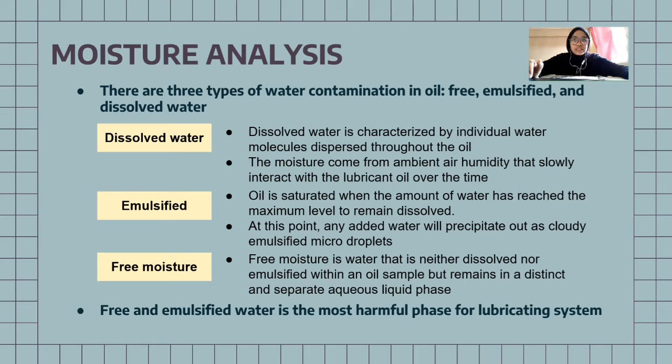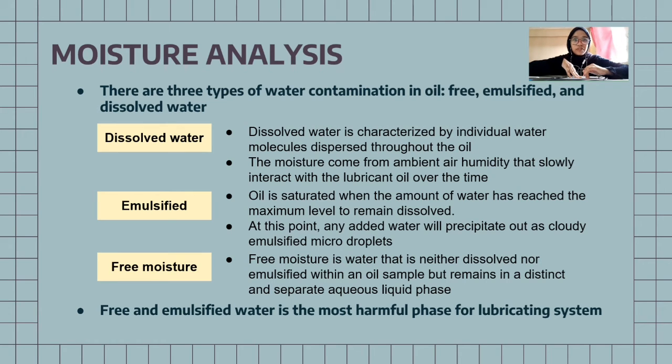So for dissolved water, this is characterized by individual water molecules dispersed through the oil. The moisture comes from ambient air humidity that slowly interacts with the lubricant oil over time. Next is the emulsified moisture, where the oil is saturated when the amount of water has reached the maximum level to remain dissolved. At this point, any added water will precipitate out as cloudy emulsified microdroplets.